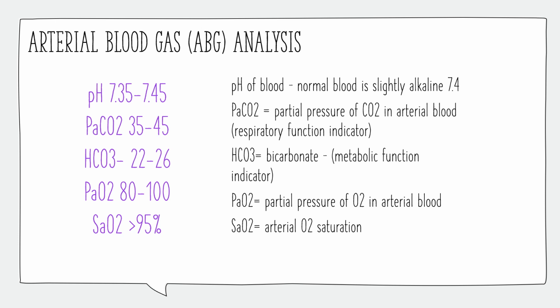So bicarbonate. PaO2 is your partial pressure of oxygen in the arterial blood. That should be between 80 and 100%. And your SaO2, which is arterial O2 saturation, should be greater than 95%.